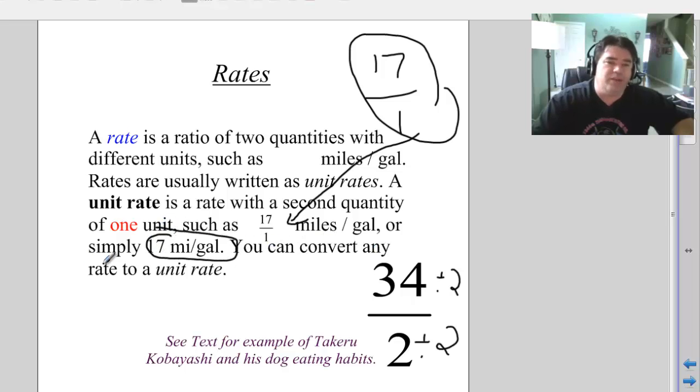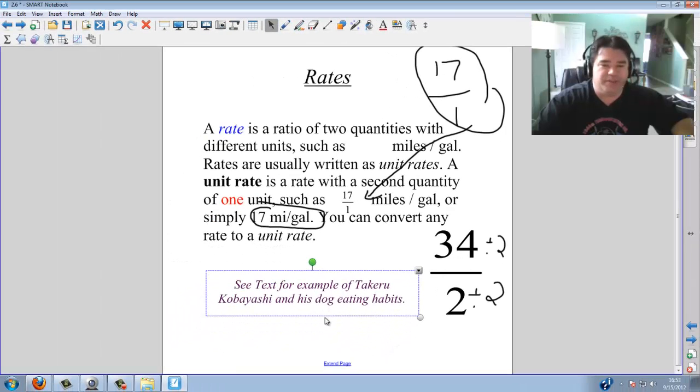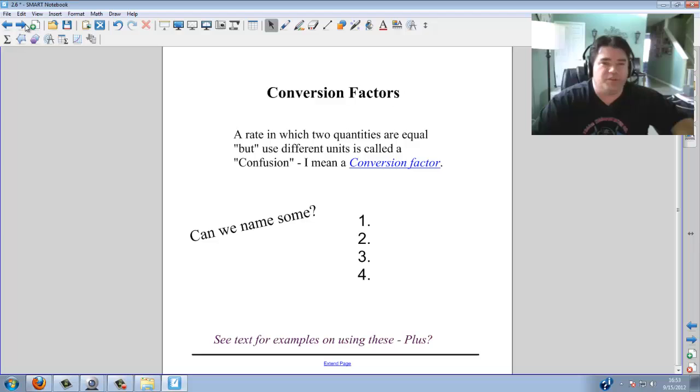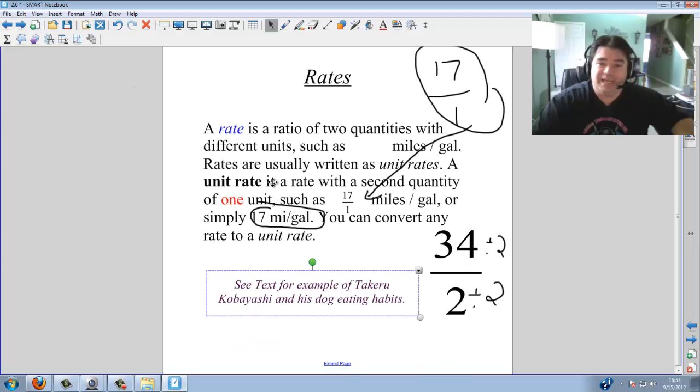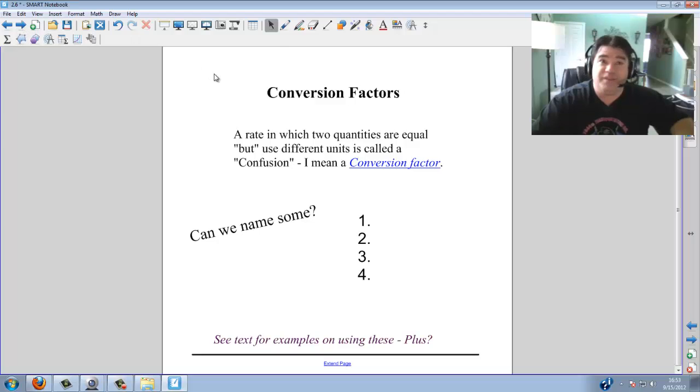You can convert any rate to a unit rate. How do you do that? Just take top divided by bottom. And by doing that, you will get whatever number you're going to get, and you can put per that 1 unit. It says here, see the text for examples of Takeru Kobayashi and his dog eating habits. So that's a reference for you, which I'm assuming is section 2.6, so if you want to look at that, feel free. But moving on.